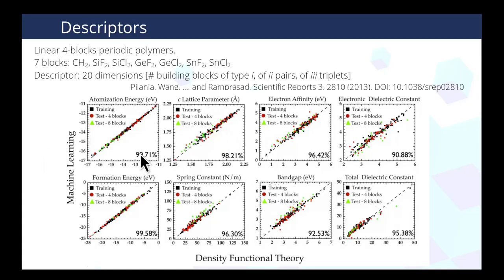And here is a set of parity plots where they use exactly the same descriptor for predicting atomization energy, lattice parameter, electron affinity, and so on, of these polymers. All these are measured properties of these polymers, and they were able to predict them. It was a kind of trial and error. They started with just the histogram, it was not enough, and then they added the pairs and so forth. So this was one example.